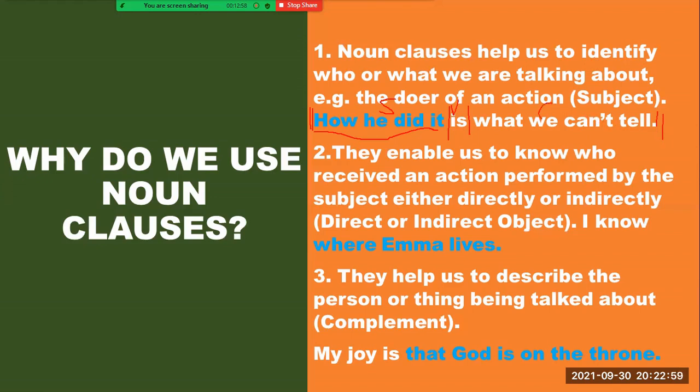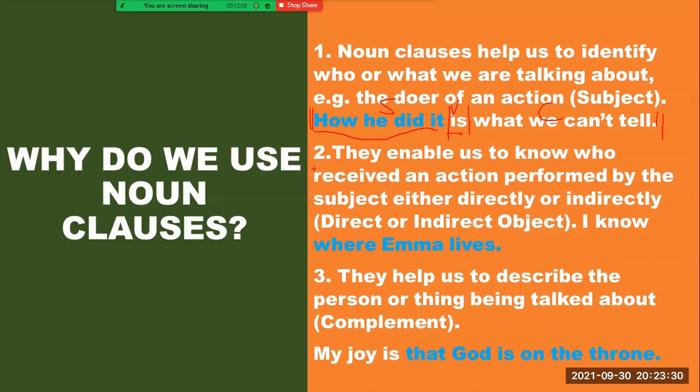The complement always comes after a linking verb. The linking verb here is is. Any verb formed from the verb be, or the various forms of the verb be, are known as linking verbs. And normally a complement comes after a linking verb.